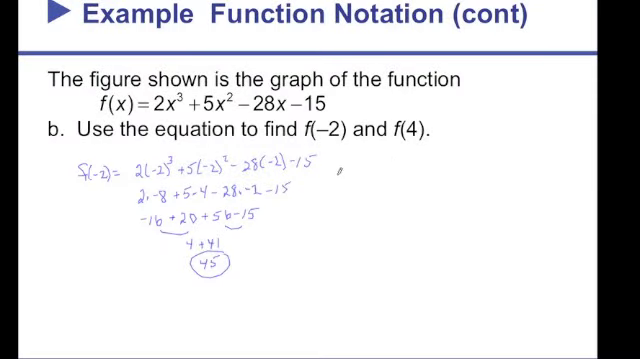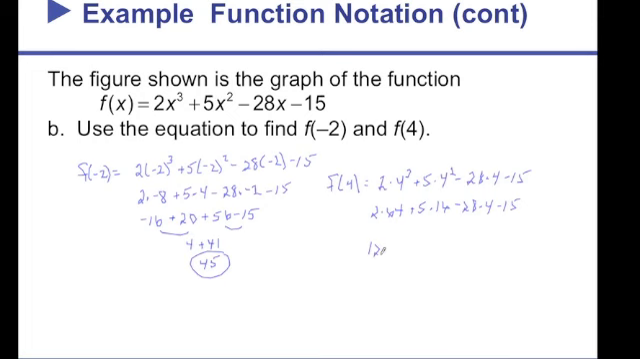Finding f of 4 would equal 2 times 4 cubed plus 5 times 4 squared minus 28 times 4 minus 15, or 2 times 64 plus 5 times 16 minus 28 times 4 minus 15.